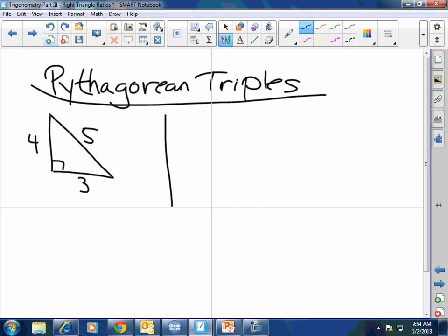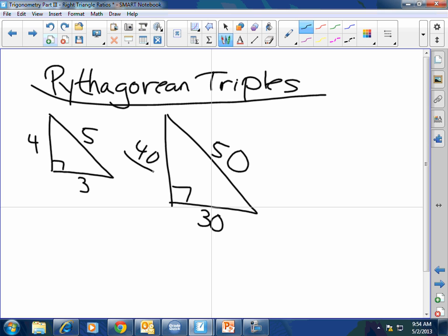For example, they love to give this kind of stuff in the SAT. They'll give 30 and 50, and people will be like, oh my God, what do I do? It's a 3, 4, 5 triangle times 10. 3 times 10 is 30, 5 times 10 is 50. So this has to be 40.